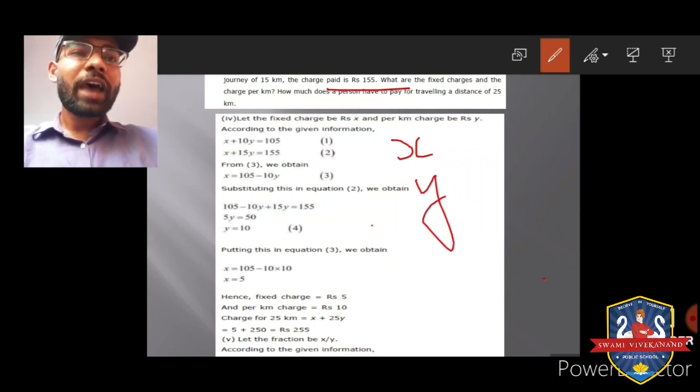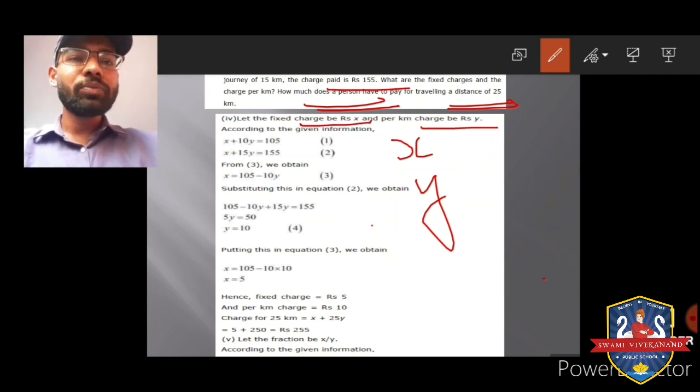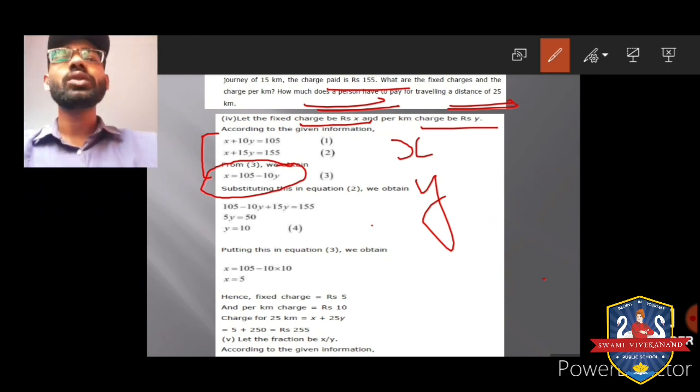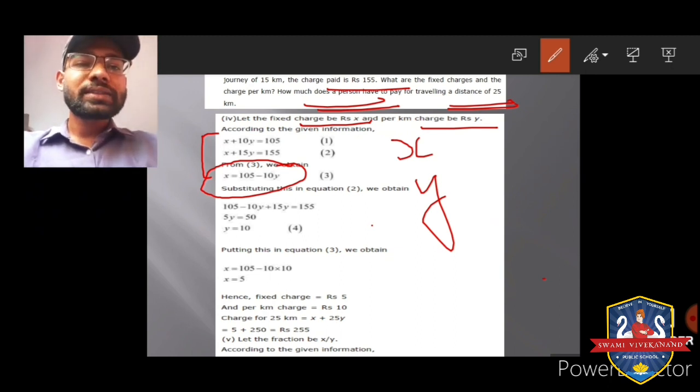After that, we have to find how much money the person will pay if he covers a distance of 25 km. So let the fixed charge be x and the charge per kilometer be y. According to the question, x plus 10y is equal to 105 and x plus 15y is equal to 155. Now solve it with the help of the substitution method. From here we get x is equal to 105 minus 10y.